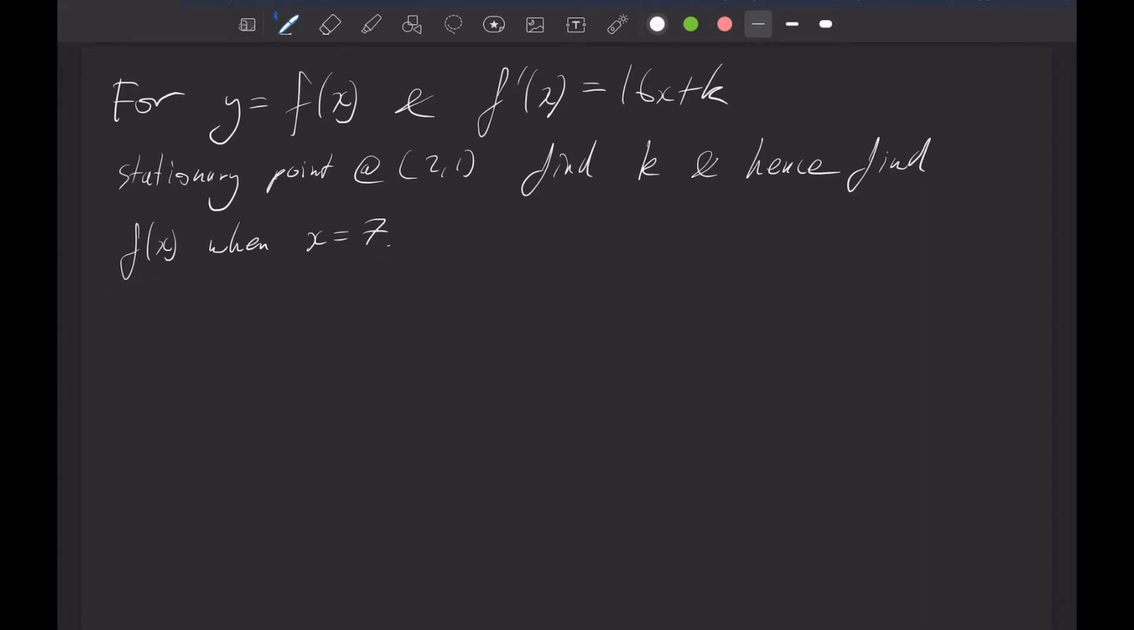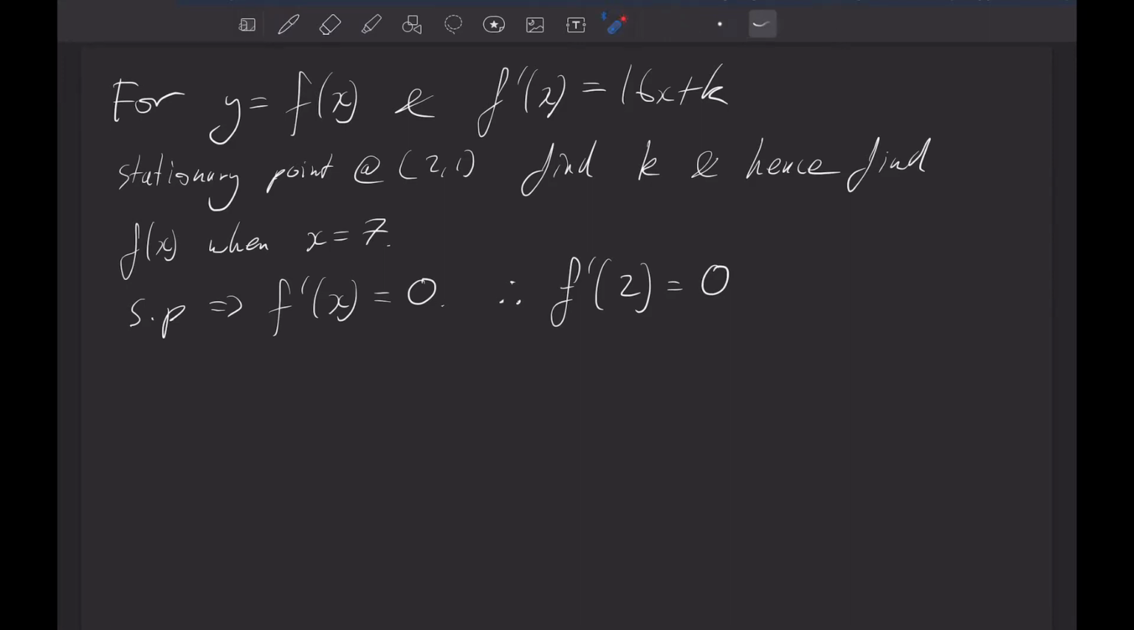So what does a stationary point mean? A stationary point means that the derivative equals 0. Therefore, we can say from the information that we have that f prime at 2 equals 0. So we can now sub this information into this part of the question.